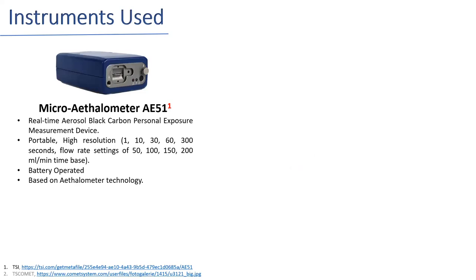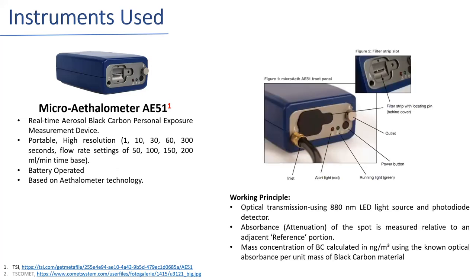What I used is the microAethalometer AE51, which measures at high resolution, which can be 1 second and others as well. You can also alter the flow rate for it, and what I used was 150 liters per minute. It measures the aerosols based on attenuation: it collects the aerosols on a filter and passes light of 880 nanometers through it and measures the attenuation. Through the attenuation, using some mathematical calculation, you can get the mass of the black carbon aerosols.